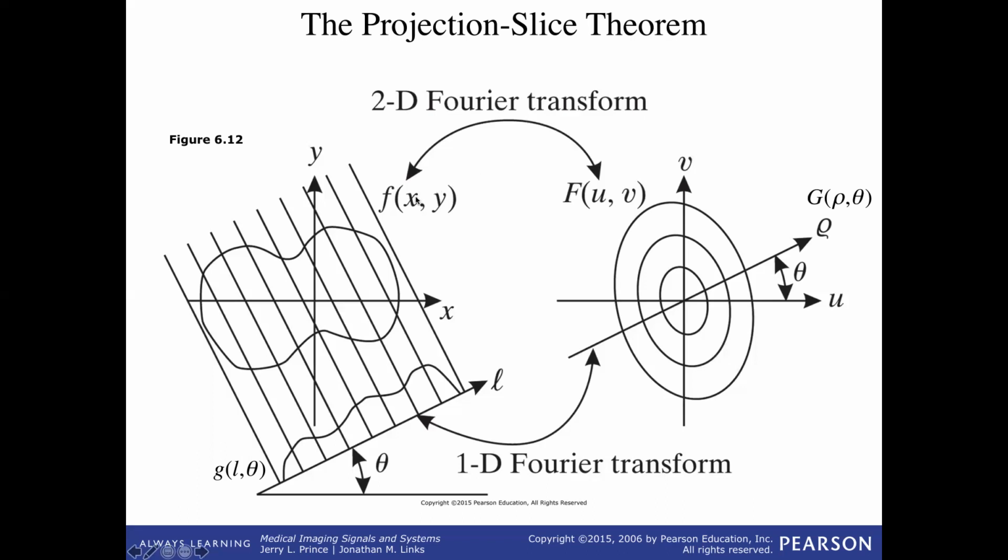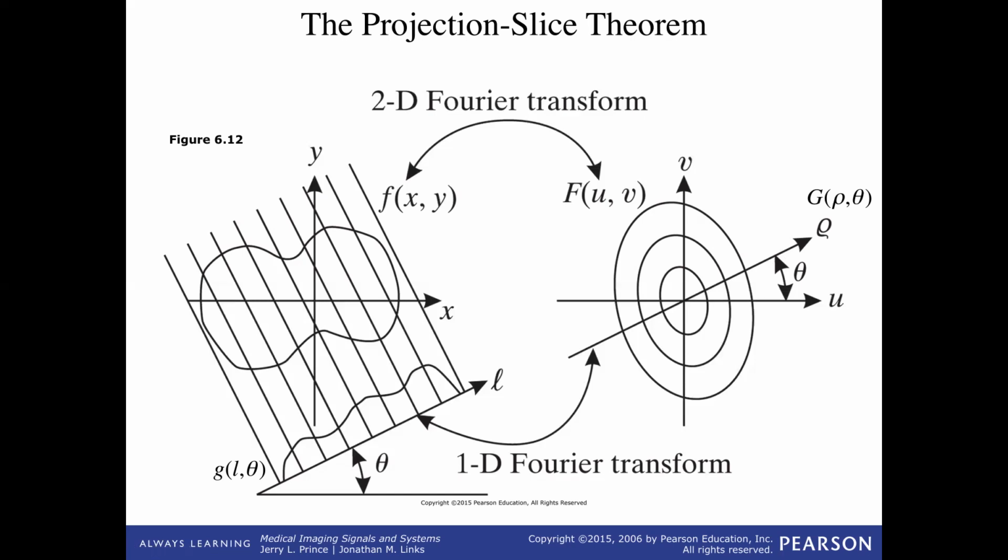We can do it the other way. If I know the two-dimensional Fourier transform of this function, with all of those values in the v-u plane, which is the spatial frequency plane, I sample the values along here, and I take the inverse Fourier transform of those values along an angle theta in Fourier space. That one-dimensional inverse Fourier transform turns out to be g(L, theta).